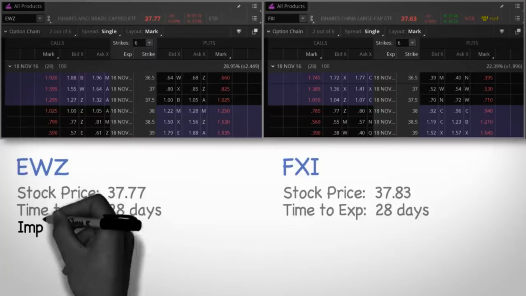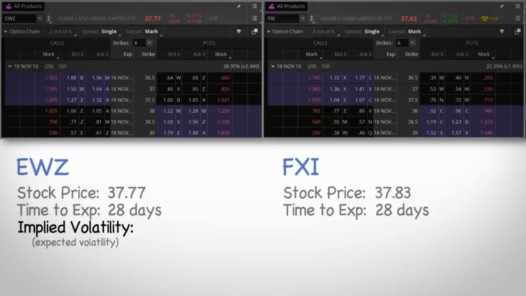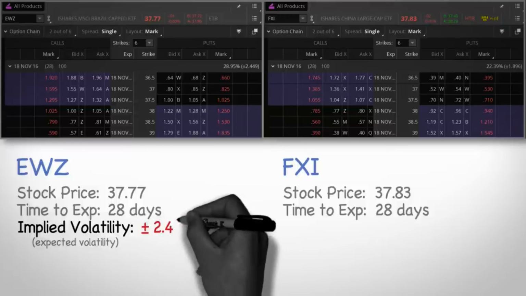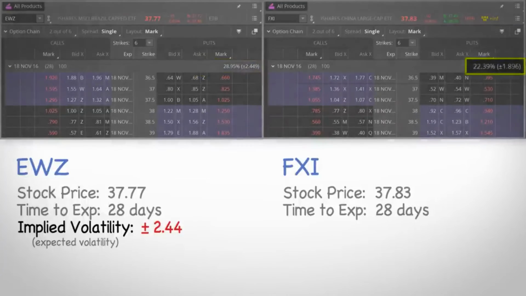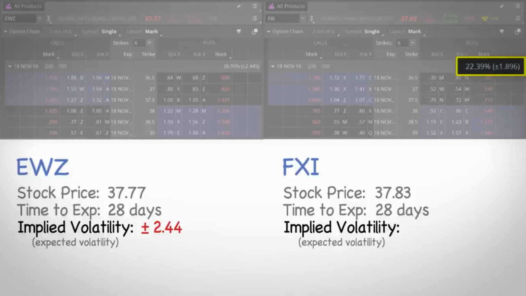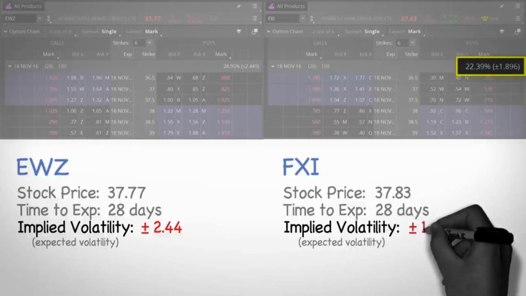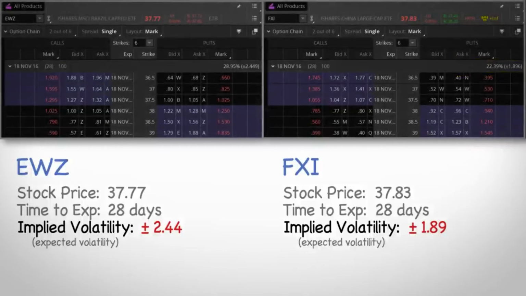Now check this out. The implied volatility, or in other words, the expected volatility for EWZ over the next 28 days is plus or minus 2.44. So in other words, it's expected to trade in a range of $2.44 over the next 28 days. Now if you look at FXI on the right side, you can see that its implied volatility, or in other words, its expected range that it will trade in over the next 28 days is $1.89. Now, don't overcomplicate it. The only reason I show you these expected ranges is simply just to demonstrate that EWZ is expected to have more volatility than FXI.